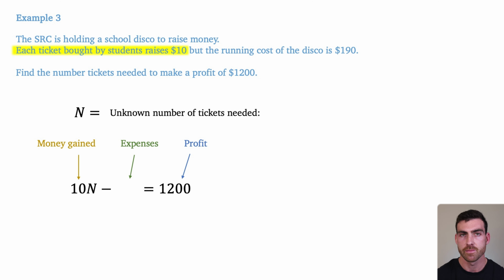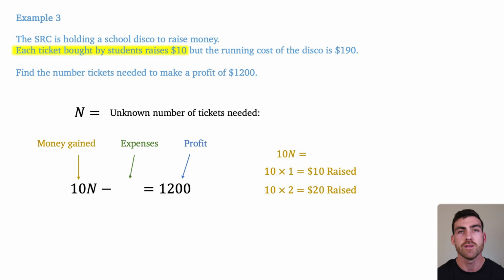We check. How much does each ticket cost? They cost $10. Therefore, we write down 10n, which is $10 times the number of tickets. You can substitute to check if this makes sense. If they sell 1 ticket, they will gain $10. If they sell 2 tickets, they will gain $20. Yep, so this makes sense.